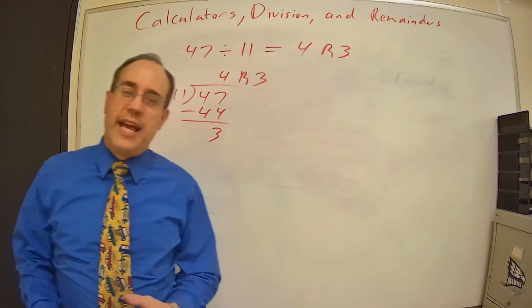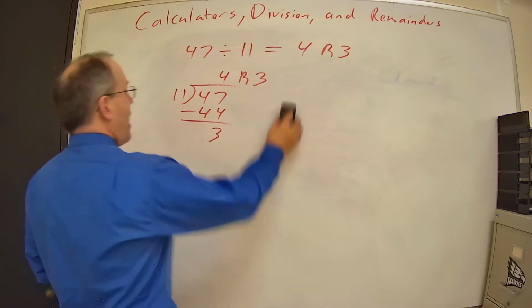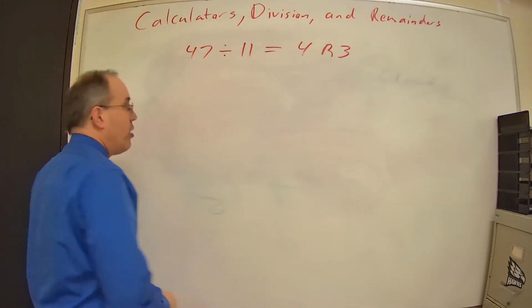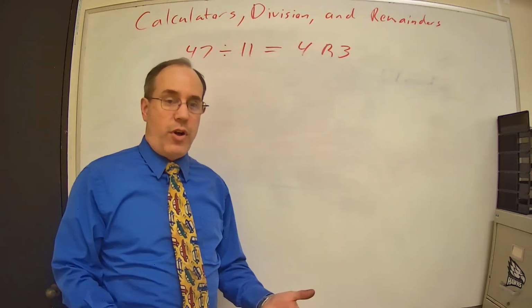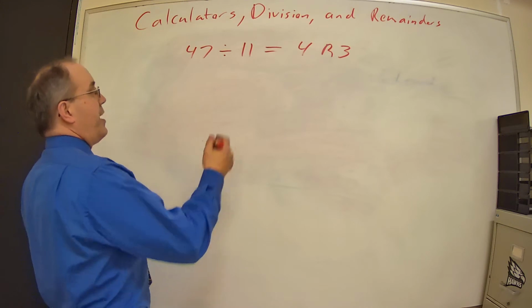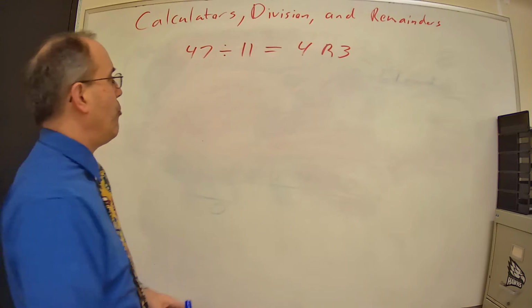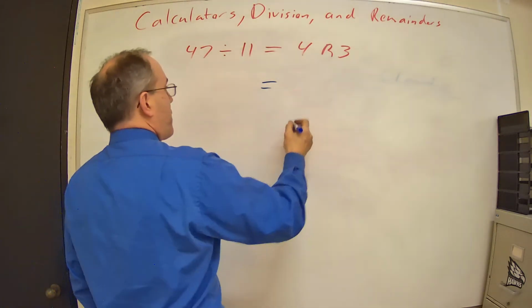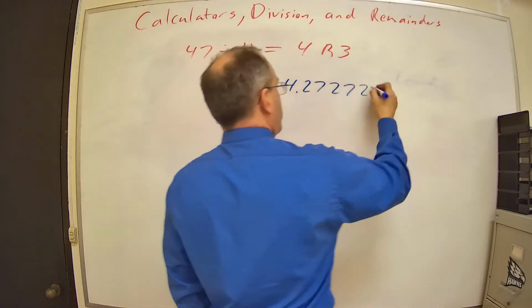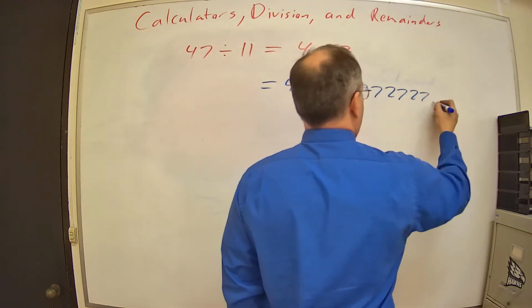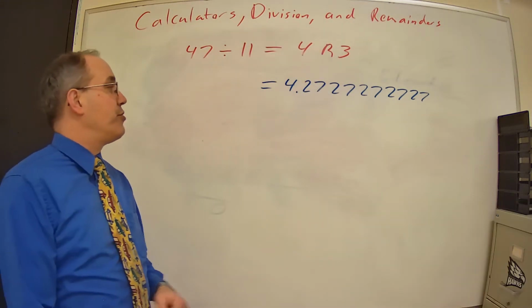Now that's using long division. Well, your calculator tends not to give you 4 remainder 3. Depending what type of calculator you have, you may see one of these things happen. First of all, it may give you a decimal response. So these are calculator outputs, depending on your type of calculator. It may give you 4.2727272727, and stop right there.